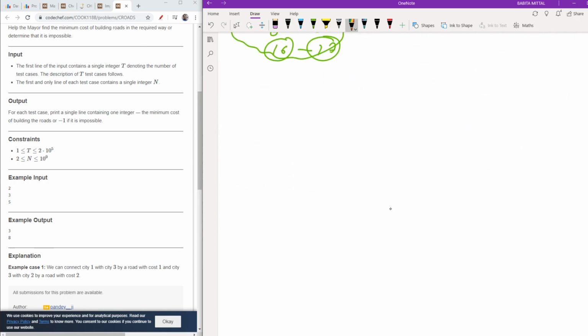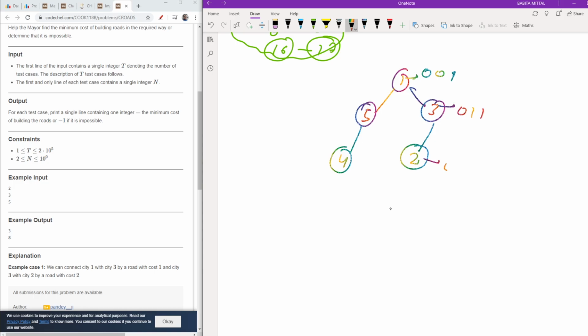So as I clearly showed, I attach 1 with 3 and 3 with 2, and I attached 1 with 5 and 5 with 4. Now to have 6, basically it is 0 0 1, it is 0 1 1, it is 0 1 0, it is 1 0 0, it is 1 0 1. So 6, it is 1 1 0.